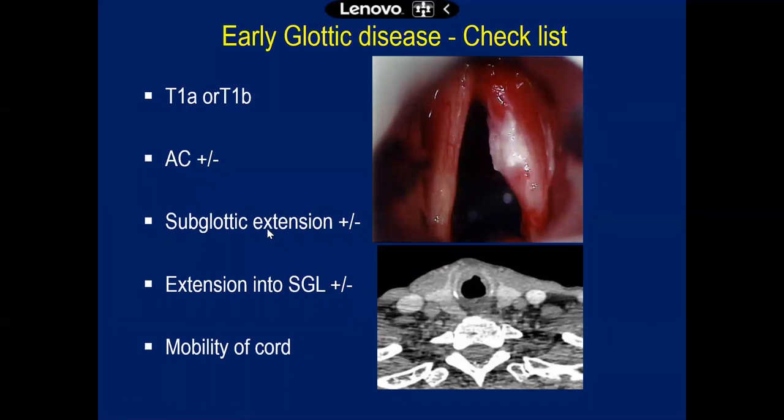Then, any subglottic extension present, extension in the supraglottic larynx, what about the mobility of the cord? So this is one CT scan. I told you that whenever you see any lesion in the cricoid, this is subglottic extension. This is subglottic extension. All these tumors should have radiotherapy as a treatment modality.